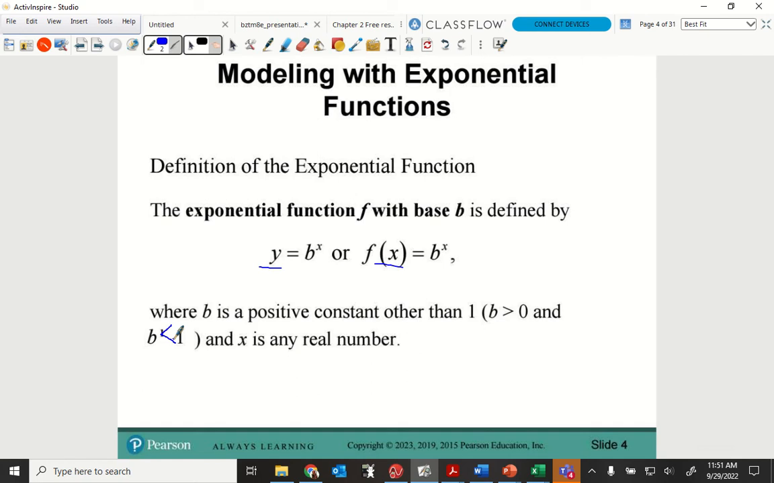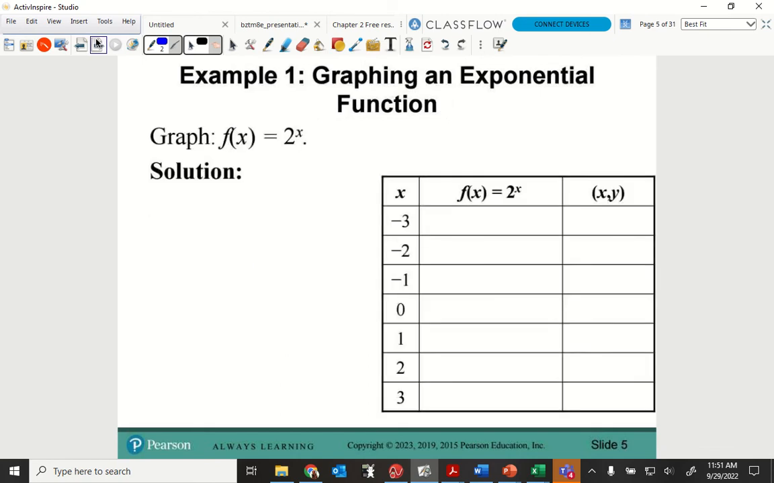And x is any real number. So, positive constant number, and it can't be 1. Now think about this. What is 1 squared? What is 1 to the third power? 1. What's 1 to the fifth power? 1. What's 1 to the tenth power? 1. Is that ever going to change? No, it's not. So that's why my b value cannot be 1. Any other number but 1. And x is any real number.